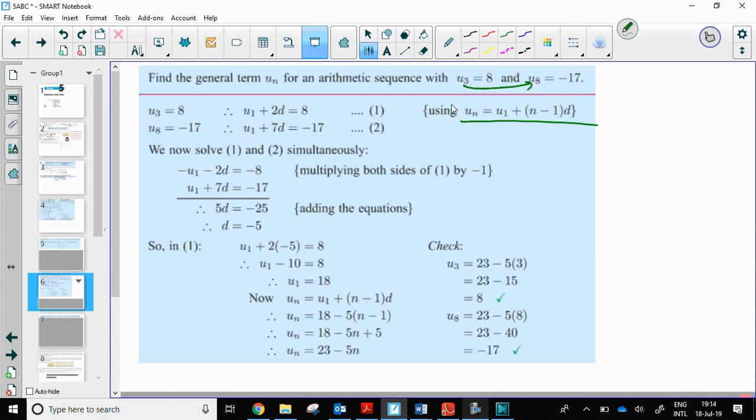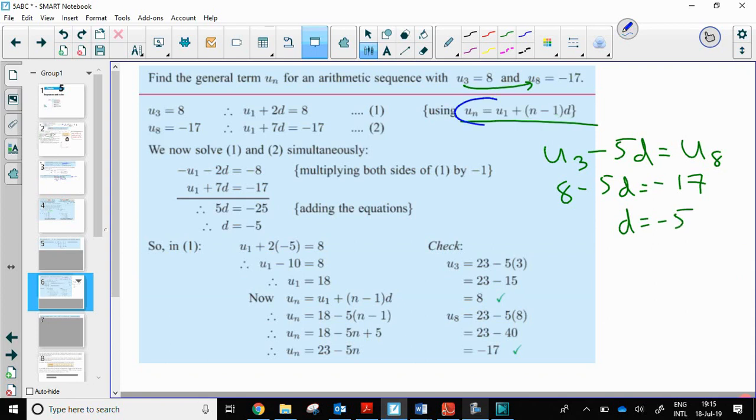So I'd say, hey, look, to get from u sub 3 down to u sub 8, we need to subtract 5 of the common differences to get there, right? 8 minus 3 is 5. And in this case, we're going 8 minus 5d is going to give us negative 17. And then from there, you can easily solve that d is equal to negative 5. And then you can jump into that formula there to figure out what u sub 1 is. But whatever works for you.